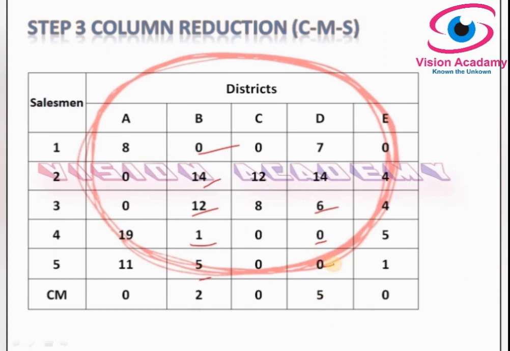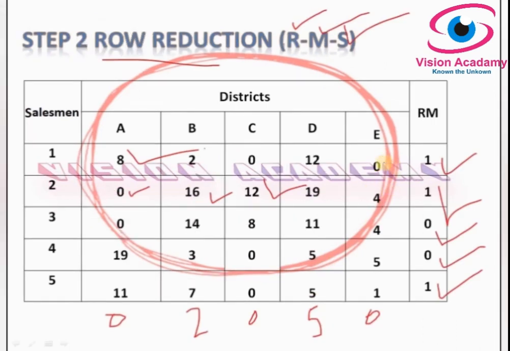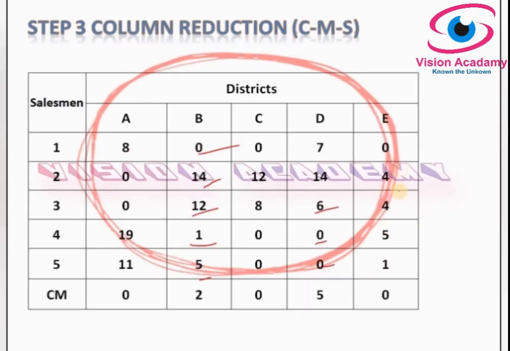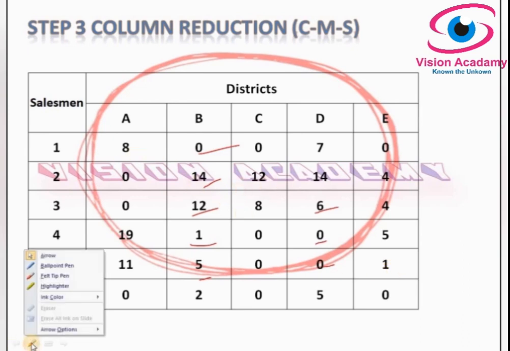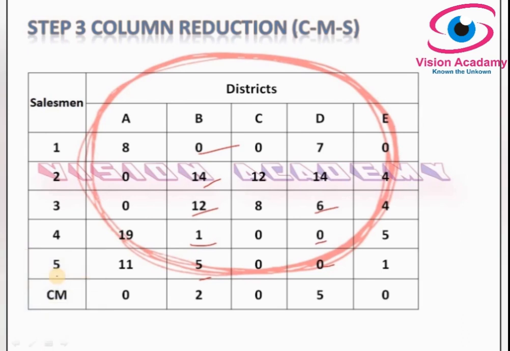Okay, so let us go to the last column. In the last column, the column minimum is 0, so you can take values as they are. 0, 4, 4, 5, 1. So in this way we have completed step 3. Now we have to proceed to step number 4.